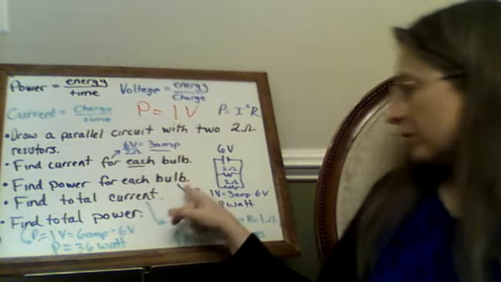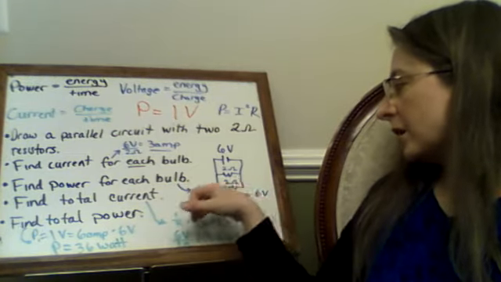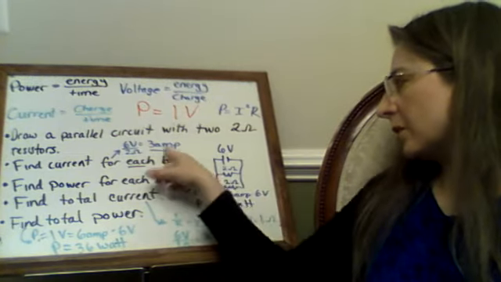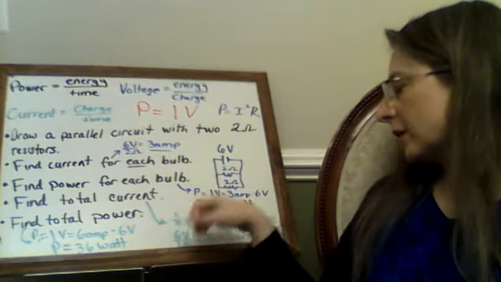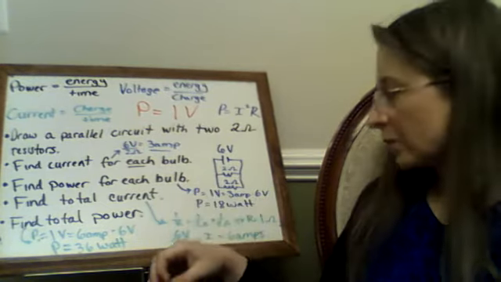Find the power for each bulb. P equals IV. So for each bulb, we have a 3 amp current, a 6-volt battery. So our power will be 18 watts for each of those bulbs.